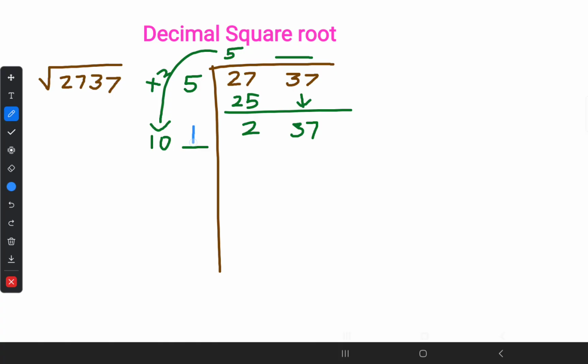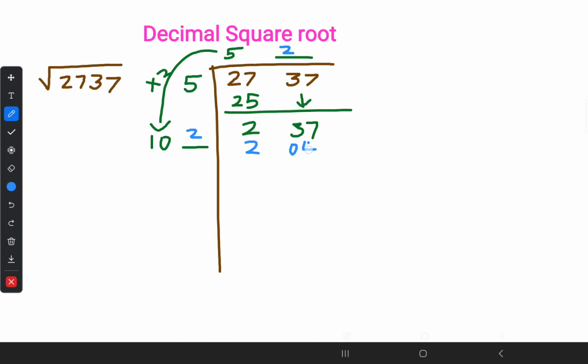When we place 1 here, 101 into 1 is 101, which is less than 237. Thereafter, let's place 2, so it would be 204. And when we place 3, it's 309. So 204 is the possible one. So here 2, here also 2.